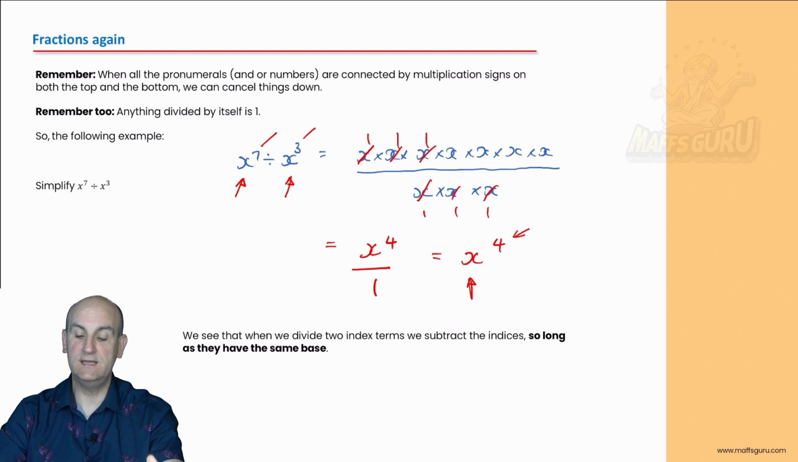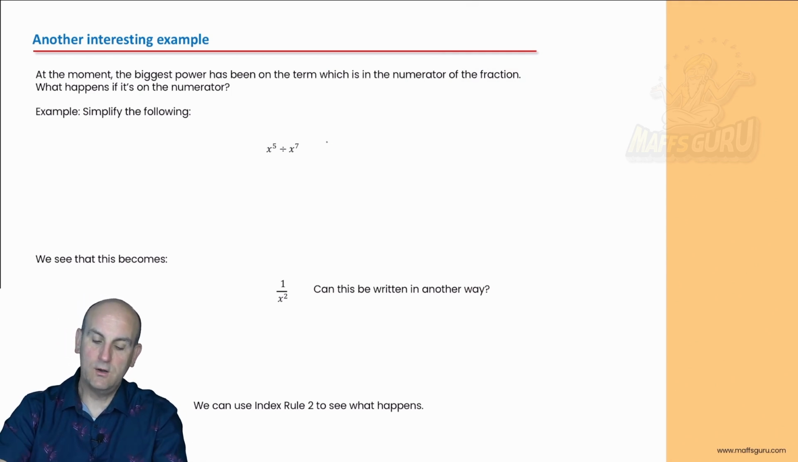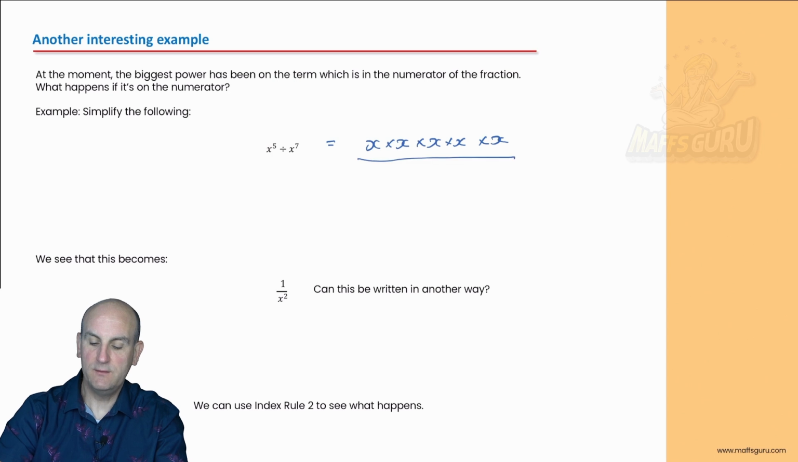When we divide two index terms, we're actually subtracting the indices, so long as the base numbers are the same. Now, as I said a moment ago, what happens if we swap the numbers? Simply expand and simplify the following. Now, when I do this longhand, x times x times x times x times x, divided by x times x times x times x times x times x times x.